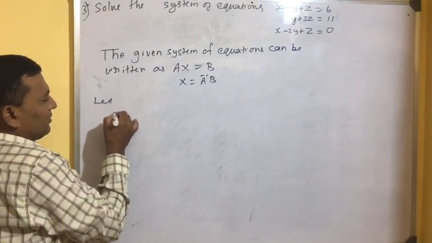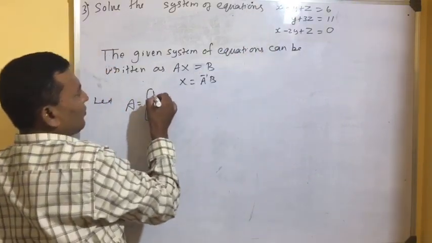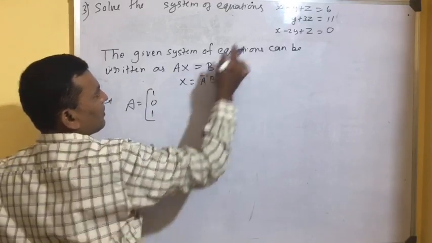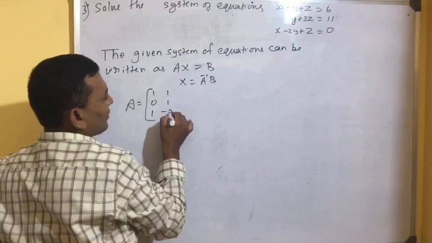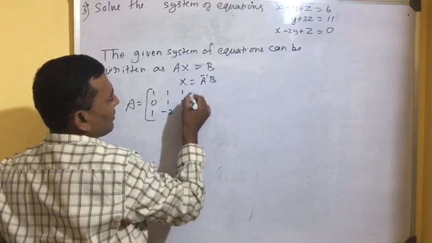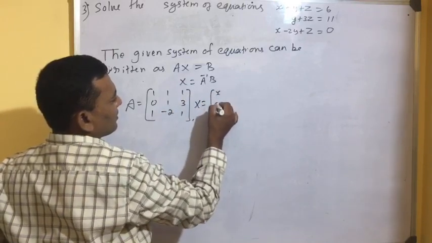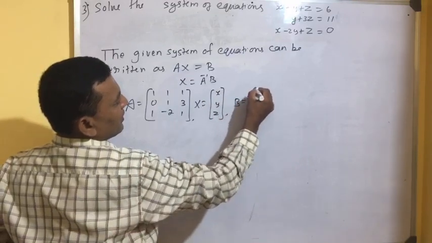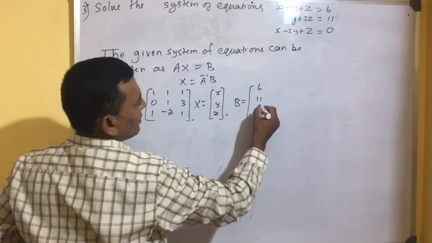Now let A equal to all the coefficients of X. In the second equation we have no X, therefore 0, then again 1. Then all the coefficients of Y, that is 1, 1 and minus 2. Now all the coefficients of Z, that is 1, 3 and 1. Now X is the variables here, that is X, Y and Z, because if you multiply these two we get the LHS of the given system of equations. Now B is the right hand side, that is 6, 11 and 0.